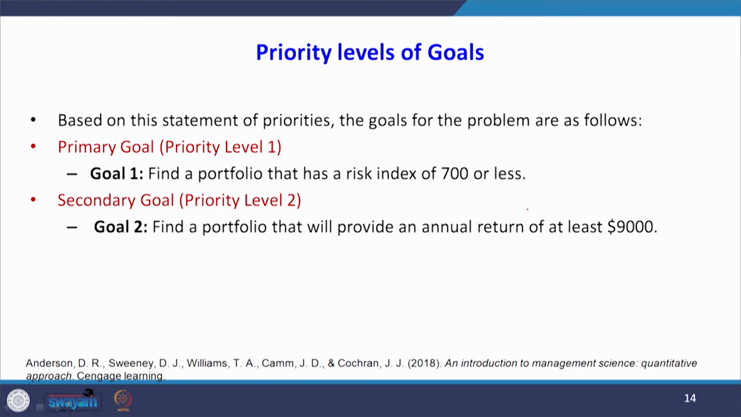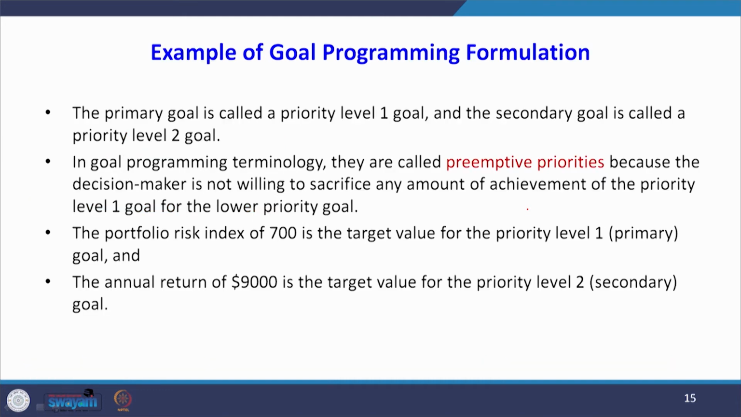Now, I am going to write the priority levels of goals. Based on this statement of priorities, the goals for the problem are as follows. What is the primary goal? Priority level 1, goal 1: find a portfolio that has a risk index of 700 or less. Secondary goal, goal 2: find a portfolio that will provide an annual return of at least $9,000.